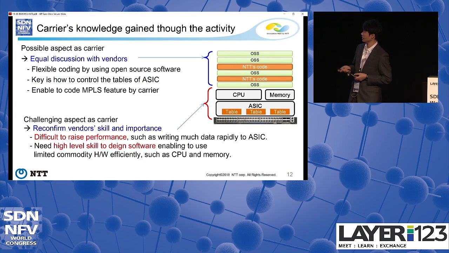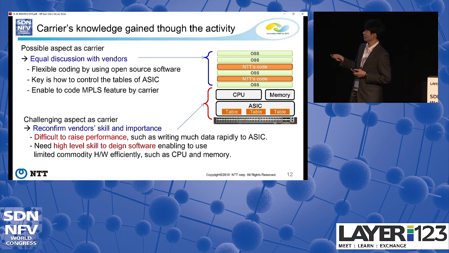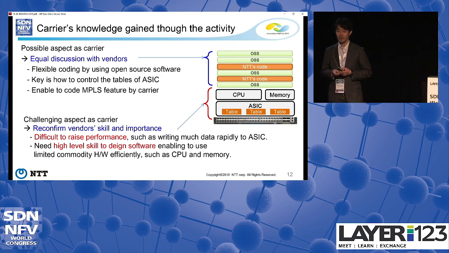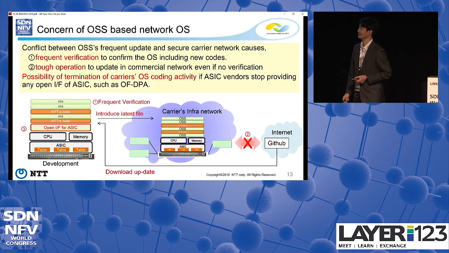Then what is a challenging aspect? This news is very good: we reconfirmed the importance of partners who provide a network OS for white box, and of scale. Here is an example. We realized it is very difficult to raise the performance, for example the redundancy time. We also realized that not only the ASIC, but also the CPU and the memory matter. Using so many OSS components, it is very difficult to make the software small. This is just information for you.